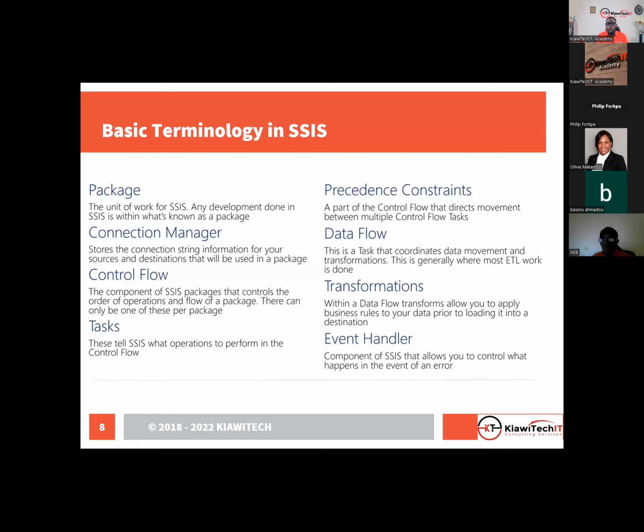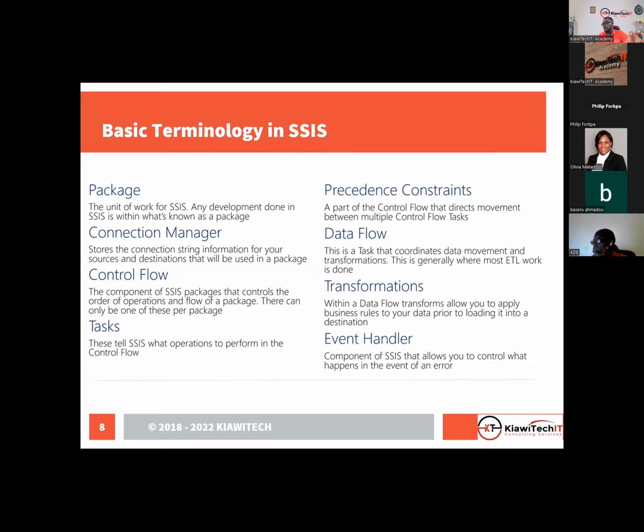Now, you also have what is called a control flow. The control flow is a component of SSIS that controls the order of operation and flow of a package, right? There can only be one of these per package. In every single package, you have a control flow, which says, okay, this is where the data is coming from. At the next stage, the data will be transformed, and at the next stage, the data will be loaded. Or maybe this is the first step, which acquires the data.